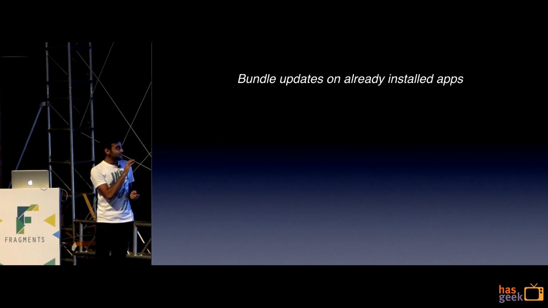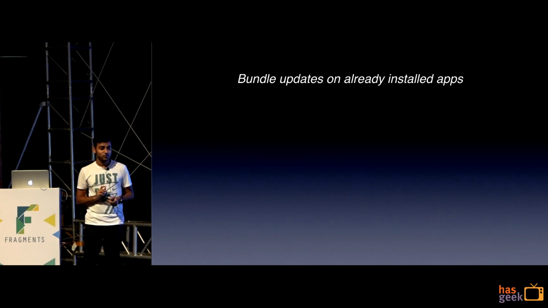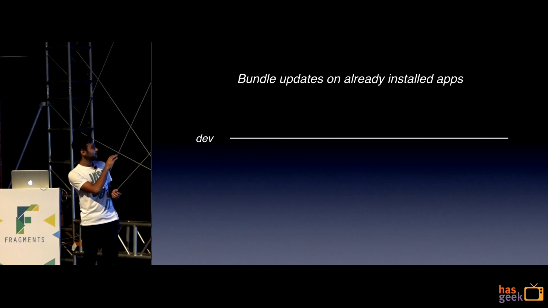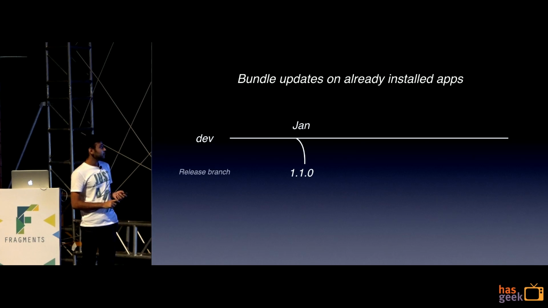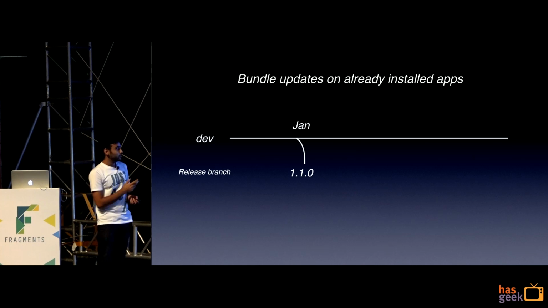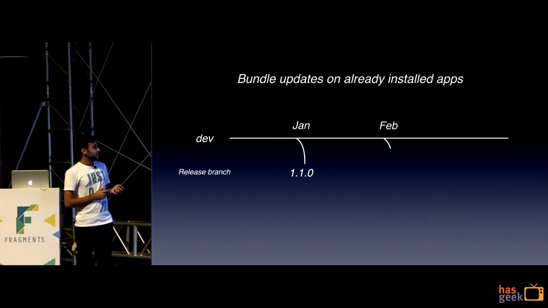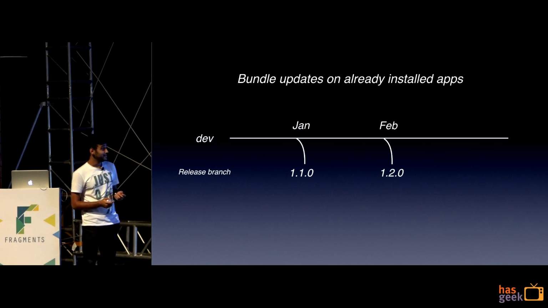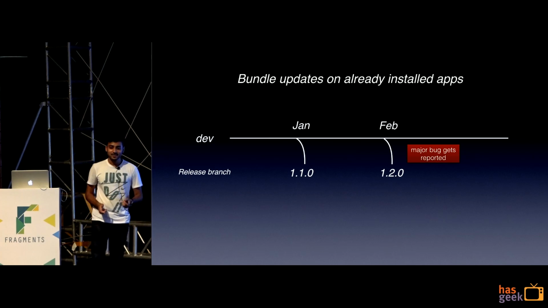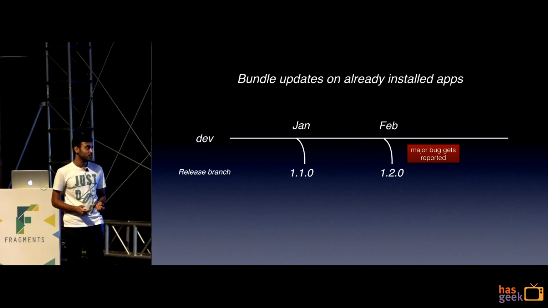Now, bundle updates on already installed apps. How do we do it? Suppose this is your native apps dev branch, your Android and iOS repos dev branch. In January, you released your app whose app version was 1.1.0. Then in February, you made another release with the app version 1.2.0. And then you found there is a major bug being reported by the users. Now what do you do? In both of these app versions, that major bug is being reported.